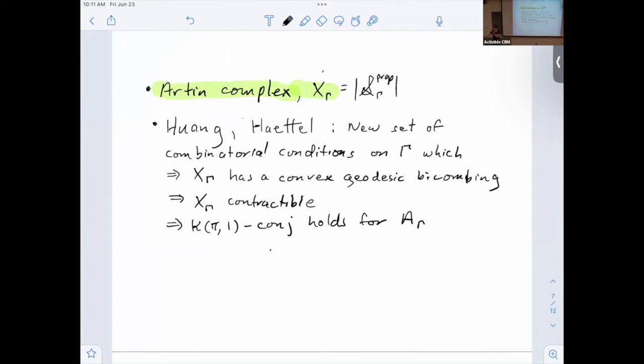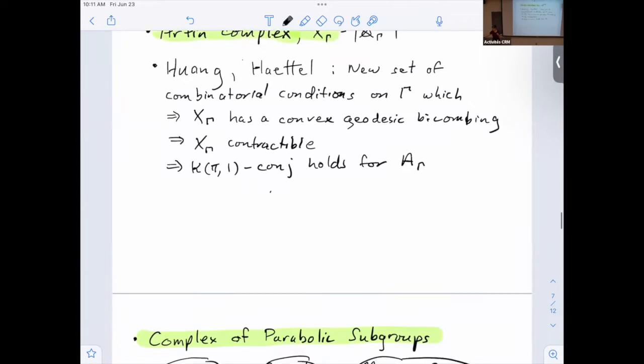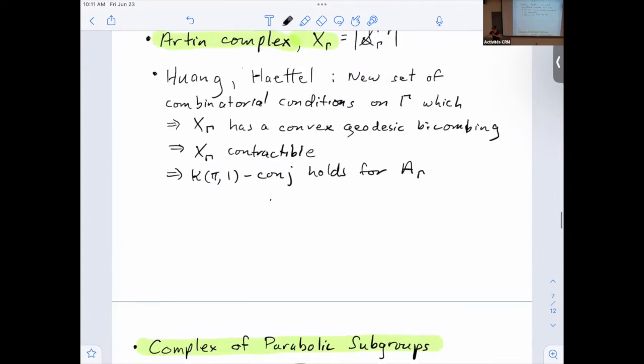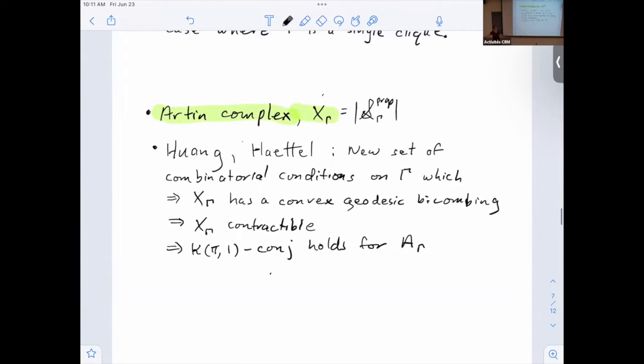There are some other applications of the Artin complex, and I'm going to get to those a little later. I don't want to mention them yet because I want to first introduce something called the complex of parabolic subgroups. Actually, before I do that, any questions?